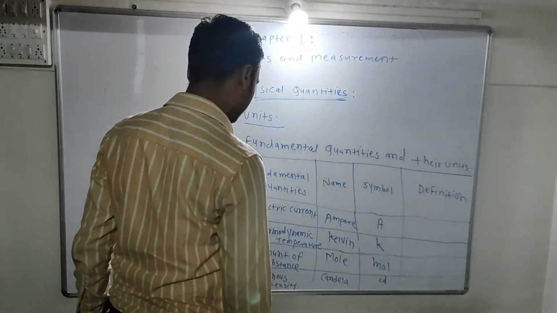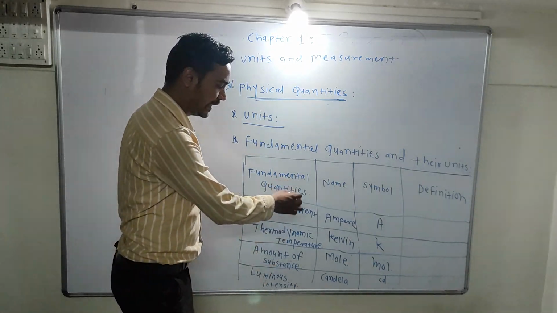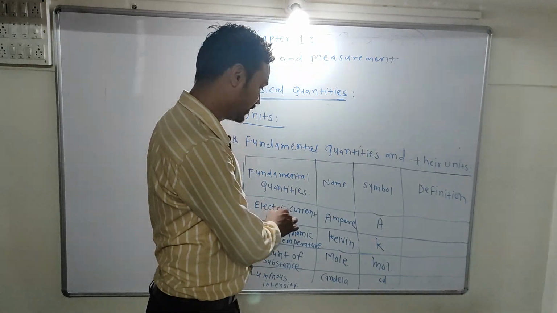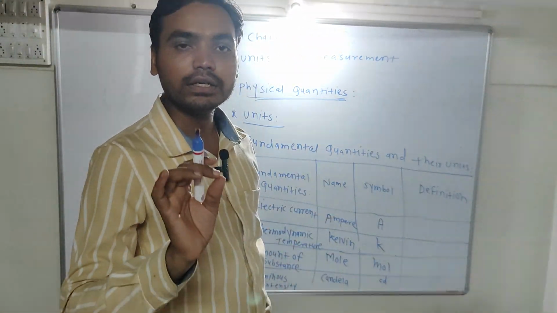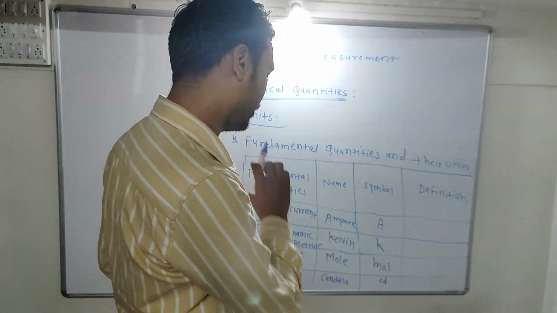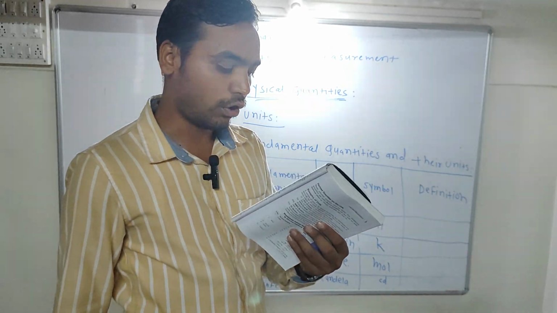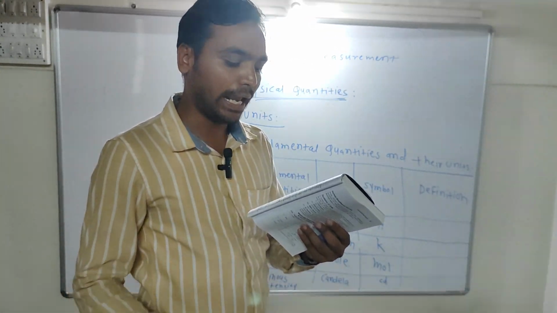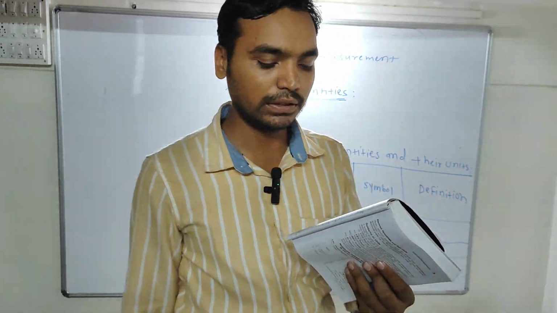Then the next physical quantity is amount of substance. The name of the unit for the amount of substance is mole. What is the symbol for mole? It is mol, right? Then what is the definition? The mole is the amount of substance of a system which contains as many elementary entities as there are atoms in 0.012 kilogram of carbon, right?